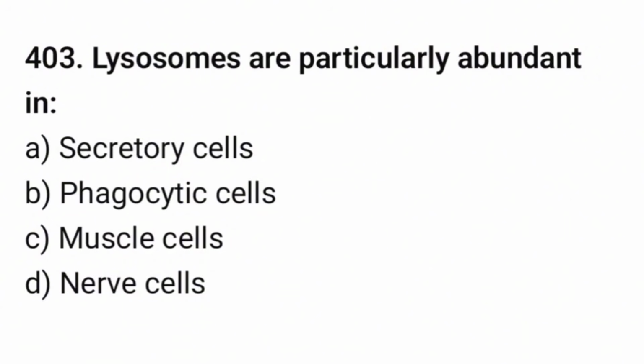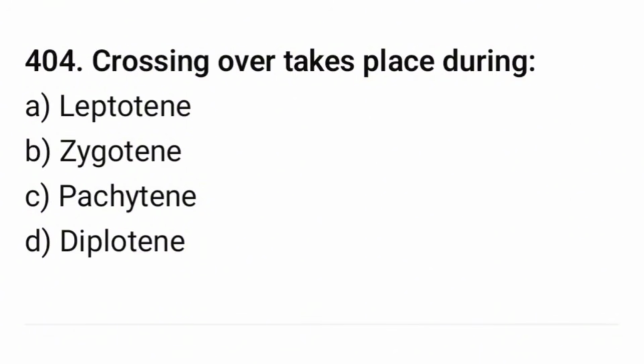Question 403. Lysosomes are particularly abundant in. Right answer is option B, phagocytic cells. Question 404. Crossing over takes place during. Right answer option B, zygote.